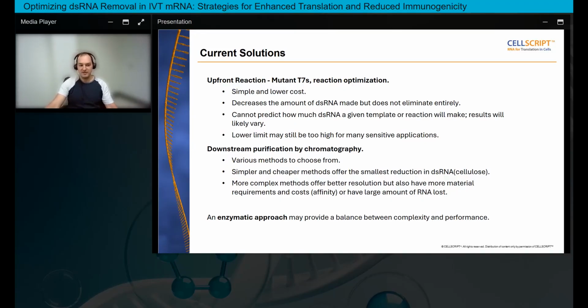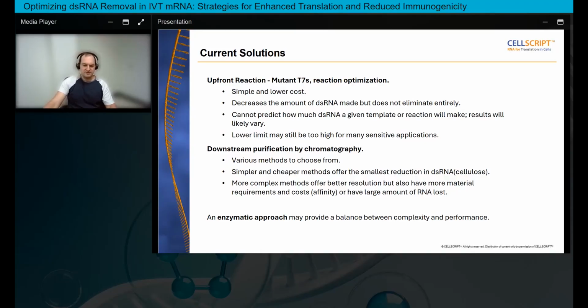And then the problem after that is having a good enough mutant T7 that you now don't have to worry about double-stranded RNA anymore. Problem is that if it doesn't quite work because of the conditions, or maybe the mutant doesn't give you as low as you need, then you still have to take it through downstream purification. And you sort of lost the advantage of having that mutant T7. So that lower limit still may be too high. You just won't know until you test it. And then the downstream purification by chromatography is nice because it doesn't really matter necessarily all the time what you're getting up front. You can remove it using chromatography.